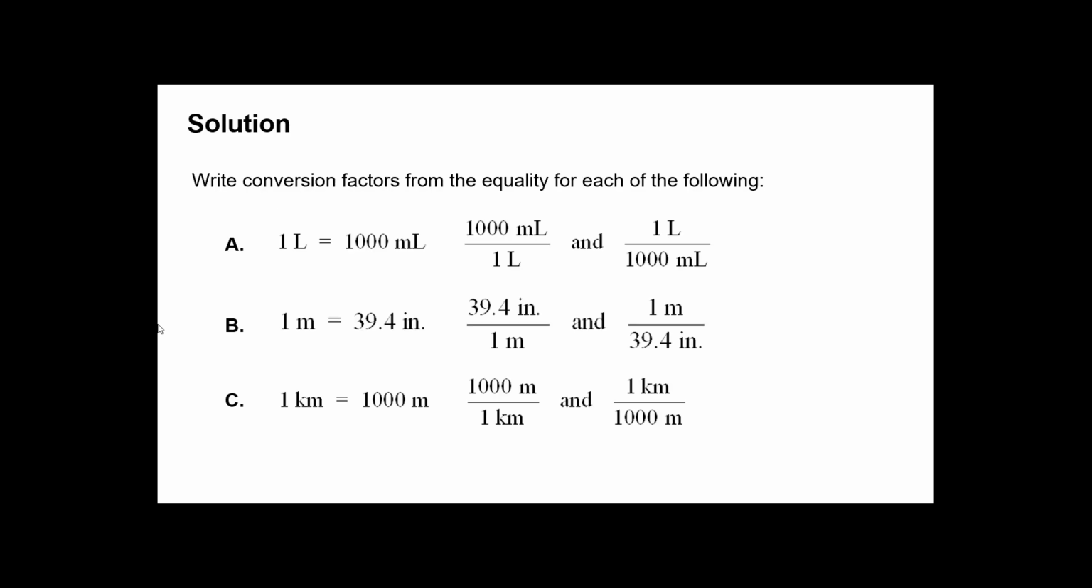So you write the equality. This is the equality. You make them equal. And then the conversion factors are writing them two different ways, switching the denominator and the numerator so you can see which way you would need to use it.